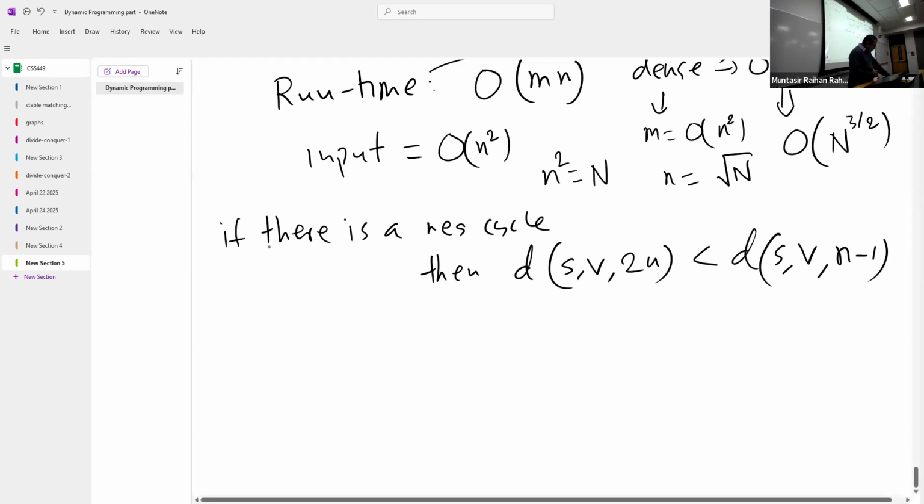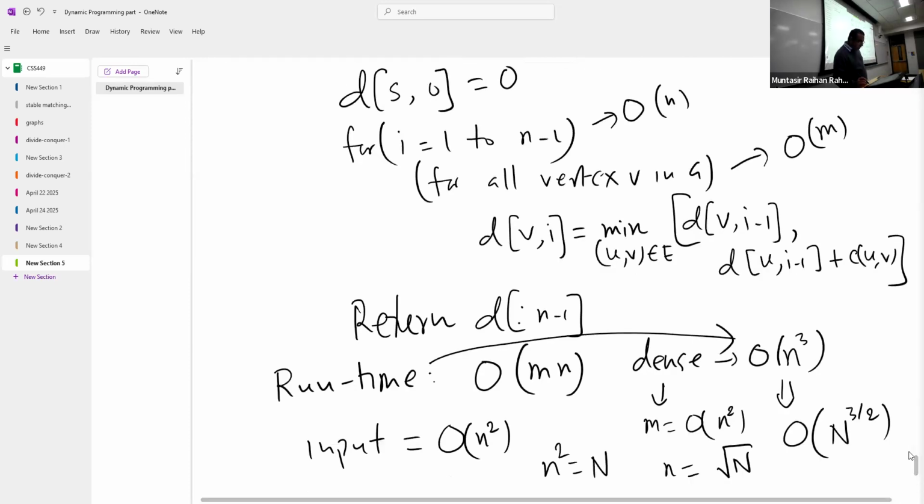So now if you want this algorithm to actually detect negative weight cycles, all you have to do is, instead of n minus 1, you go up to twice n, right? And then after you do that, if you see that for any vertex v, the distance with twice n hops is less than the distance with n minus 1 hops, then you report a negative cycle. If not, then you say there is none. Yes, that's how you detect negative cycles.